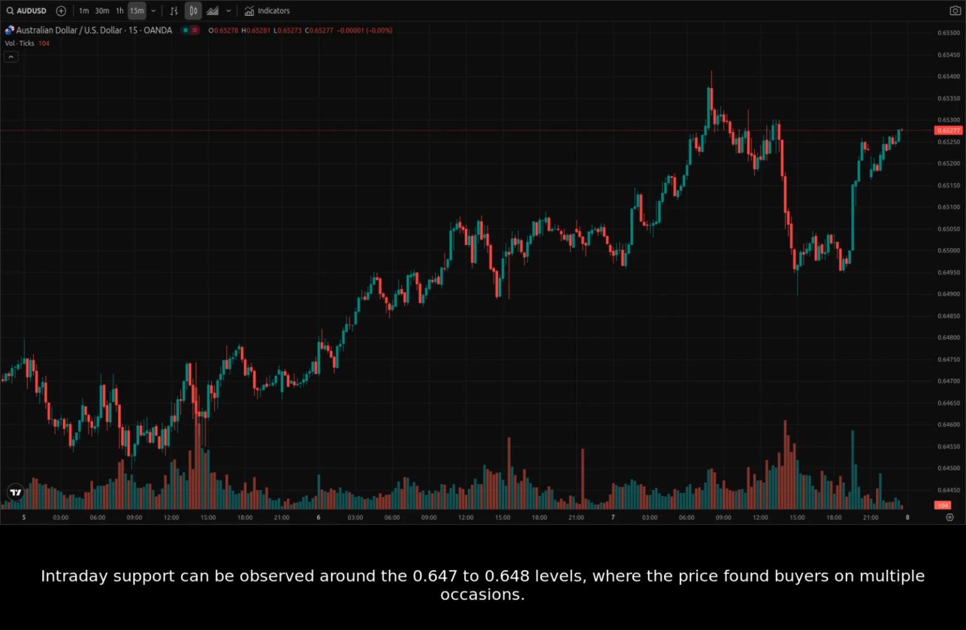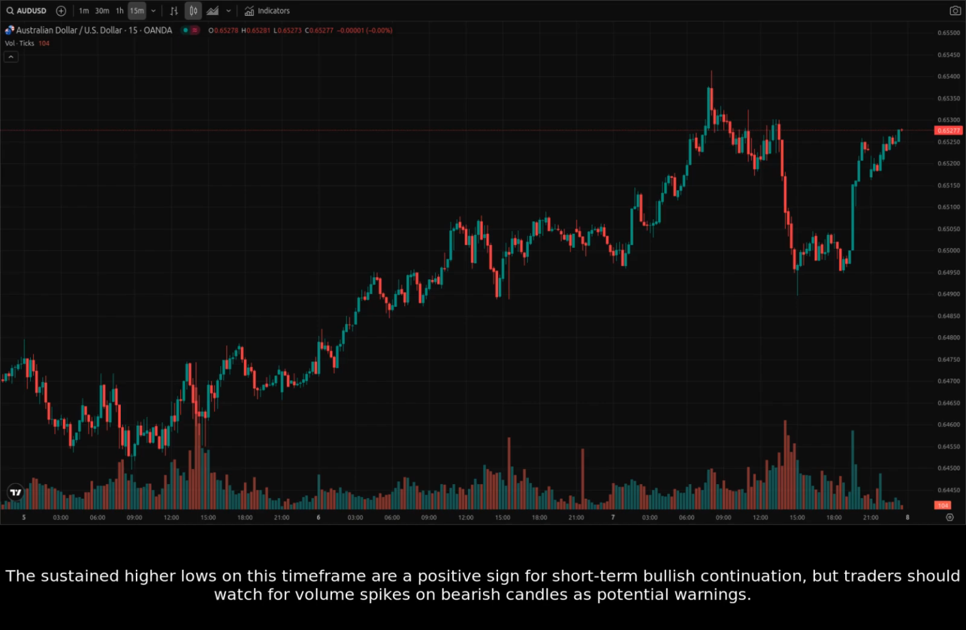Intraday support can be observed around the 0.647 to 0.648 levels, where the price found buyers on multiple occasions. The sustained higher lows on this time frame are a positive sign for short-term bullish continuation, but traders should watch for volume spikes on bearish candles as potential warnings.